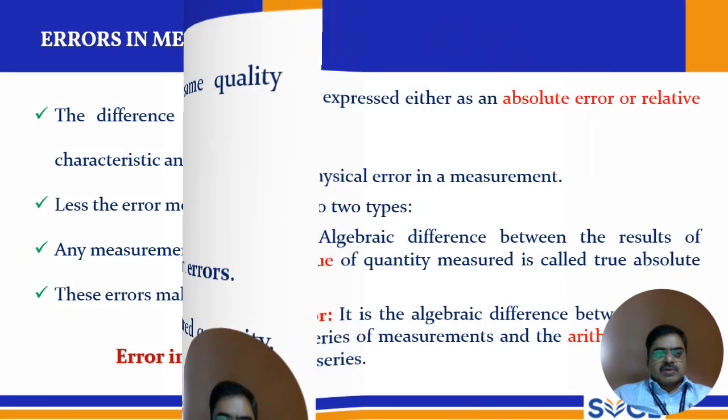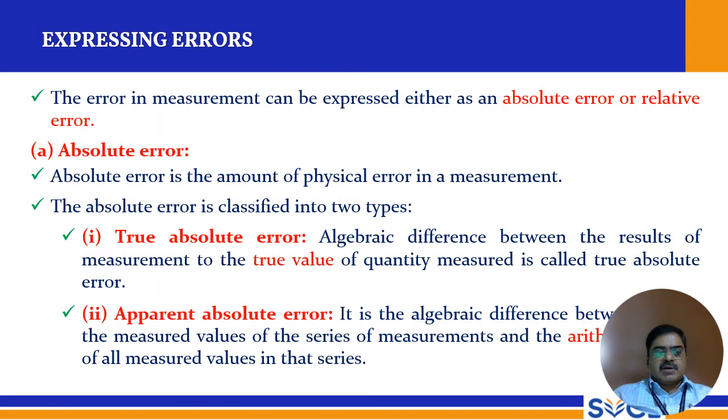Errors can be expressed in two ways. One is absolute error and the other one is relative error. Absolute error can again be grouped into two ways. One is true absolute error and another one is apparent absolute error. So absolute error is the amount of physical error in a measurement. So the amount of error is here called absolute error.